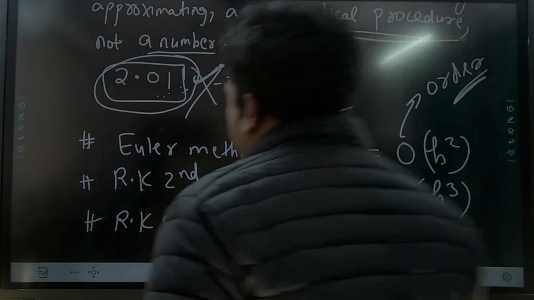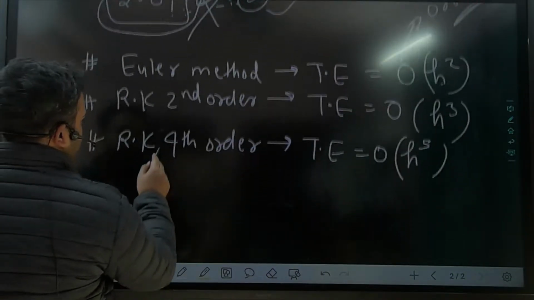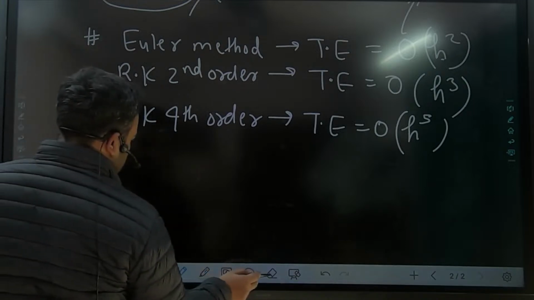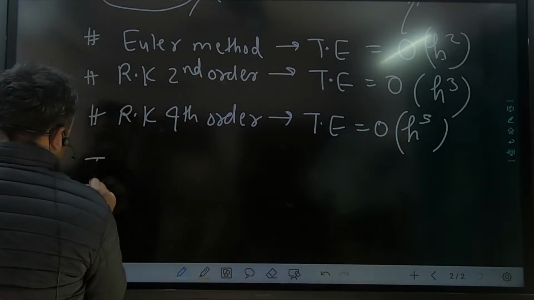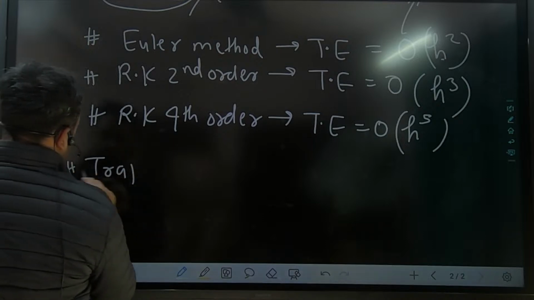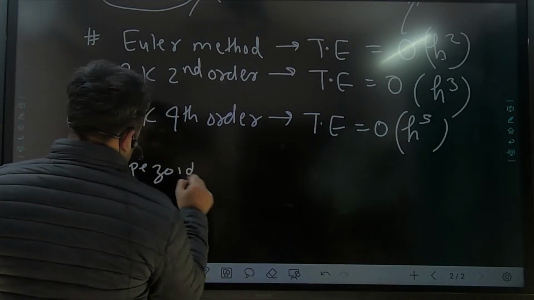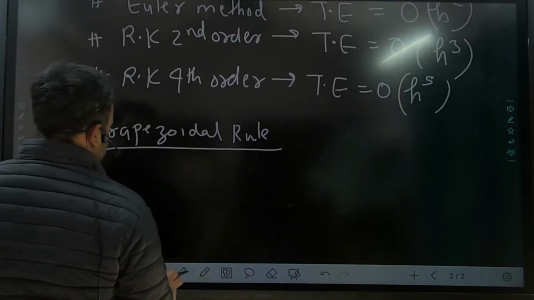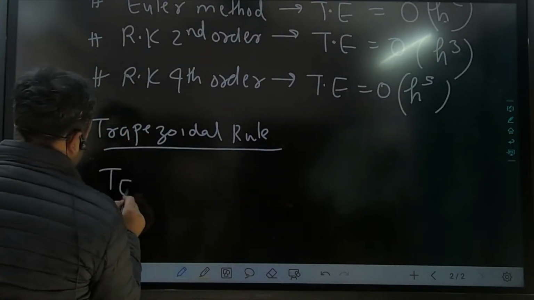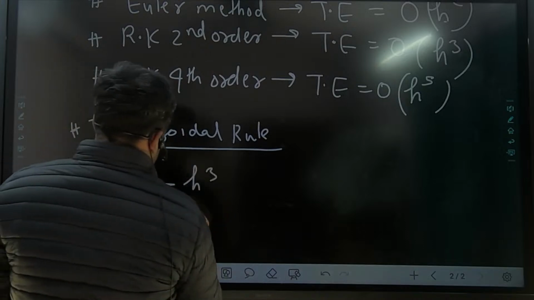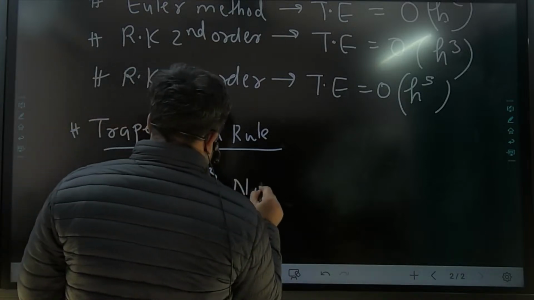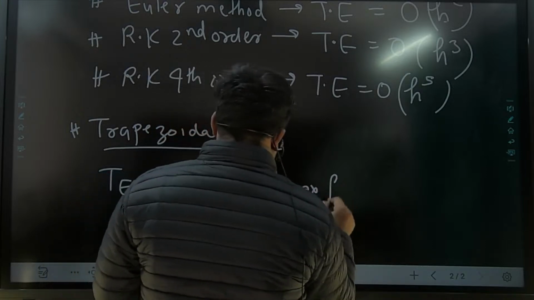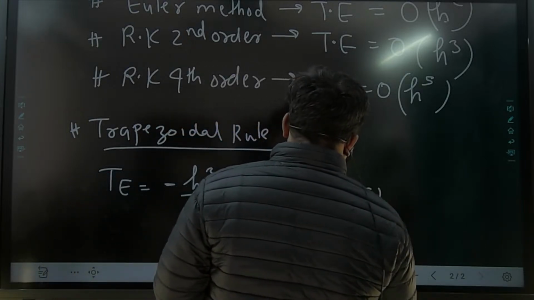Similarly, in numerical integration, we have the trapezoidal rule. Here the truncation error is given as minus h cube divided by 12, multiplied by the number of equal intervals ni, and the maximum value of the second order derivative at the value c.